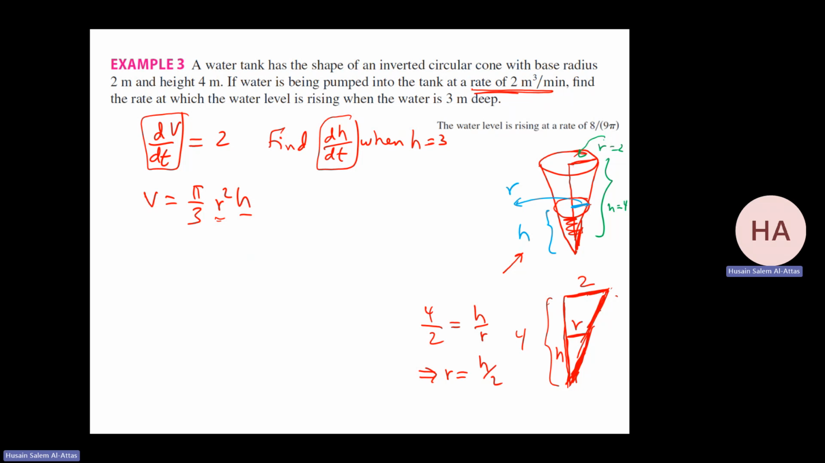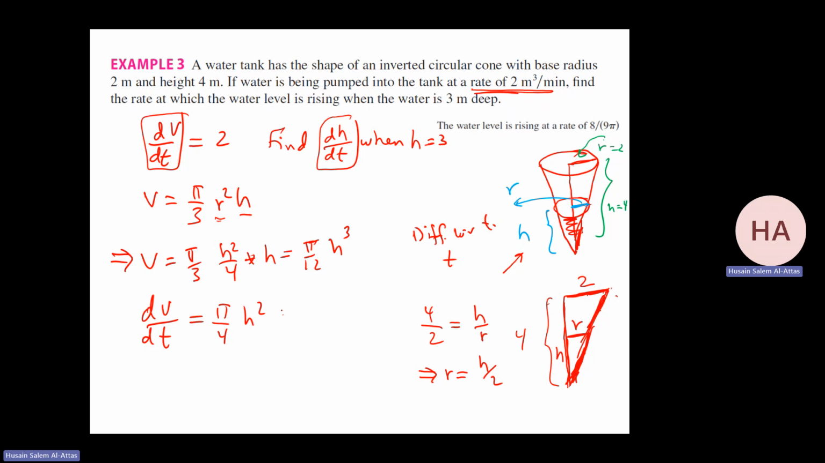So I plug it in this equation. So v will be pi over 3 times h squared over 4 times h, which is pi over 12 h cubed. I get now the relation between v and h. Now I will differentiate with respect to time, because that will give me the relation between the rate of change for the volume and the rate of change for h. So dv by dt, which is given, will be what? Pi over 4 h squared dh by dt.